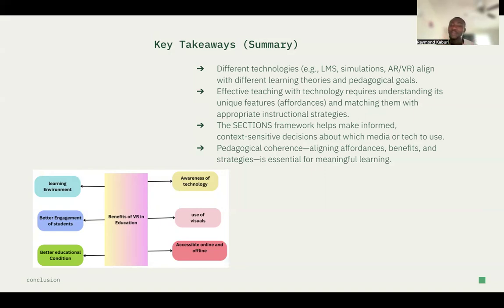We need to apply the SECTIONS framework, which helps us make informed decisions with regard to the kind of technology to use. And our pedagogical coherence must align with the affordances of the technology, its benefits, as well as the strategies, for us to have an essential and meaningful teaching and learning or classroom activity.